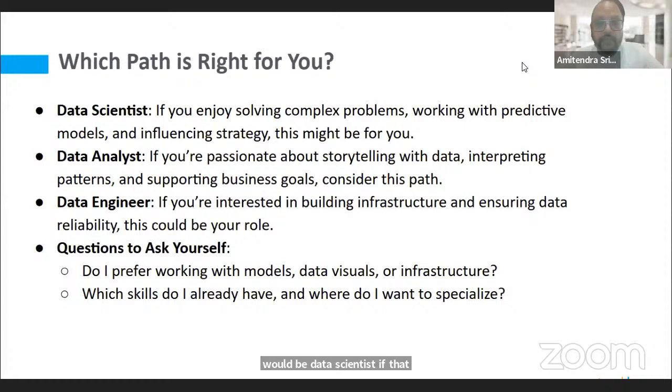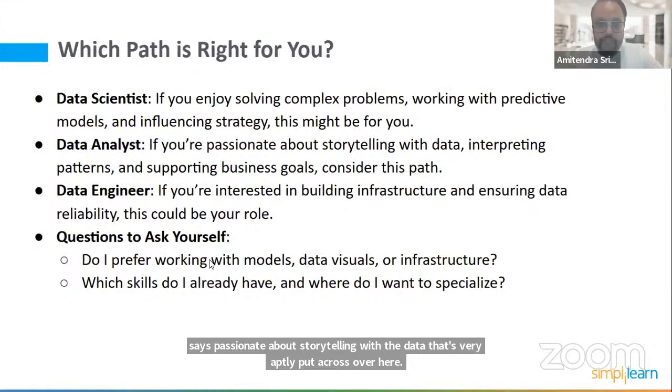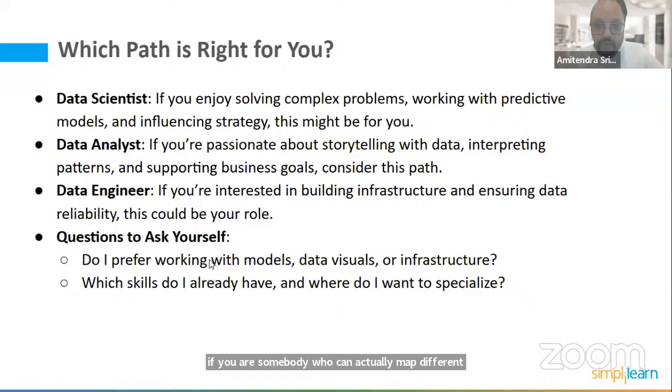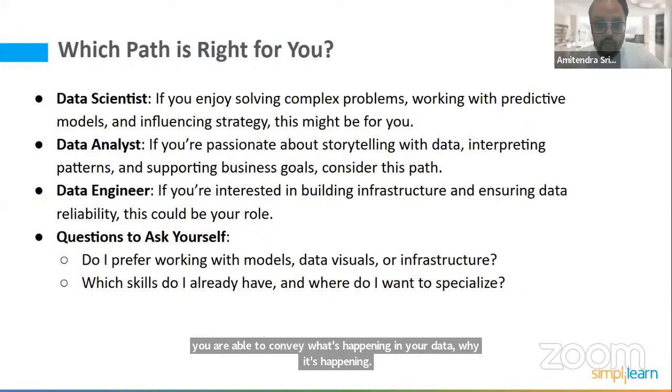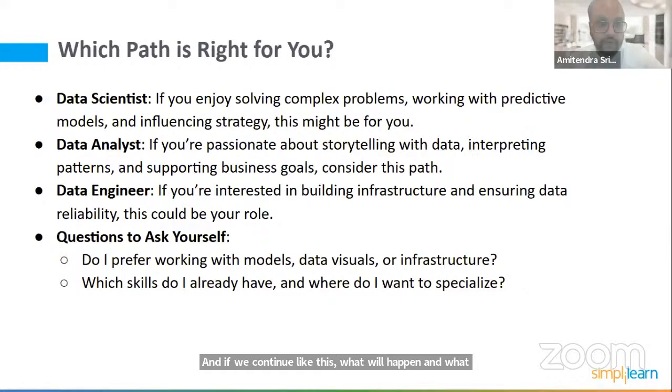Then data analyst, when you're talking about it, it says passionate about storytelling with the data. That's very aptly put across over here. If you're somebody who can actually map different patterns to a business scenario, and you are able to convey what's happening in your data, why it's happening, and if we continue like this, what will happen, and what could be the course of action that we have to take care of. That's the kind of work you want to do, then data analyst is the job role for you.